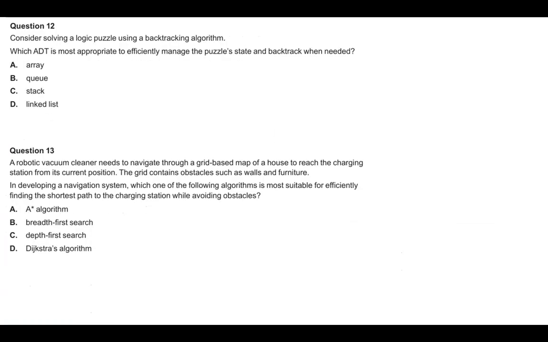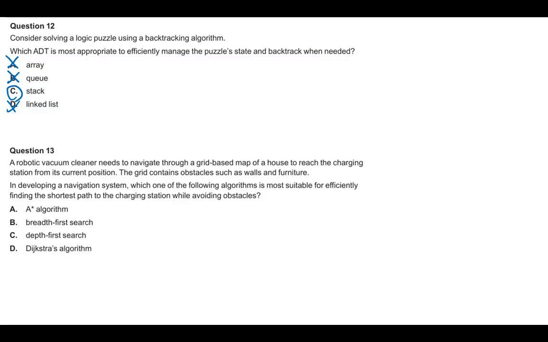Question 12. So if we're thinking backtracking, we are thinking recursion. If we're thinking recursion, we are thinking stack. An array is not going to help you, nor a queue. Well, we always undo the last thing first, so that wouldn't be the queue, and the linked list, like an array, is just irrelevant. So what to remember there: backtracking is recursion, recursion is stacks.